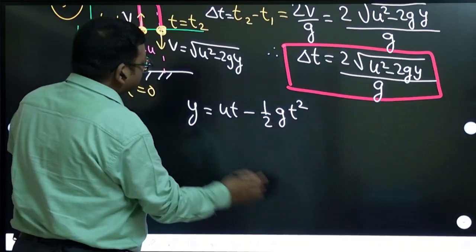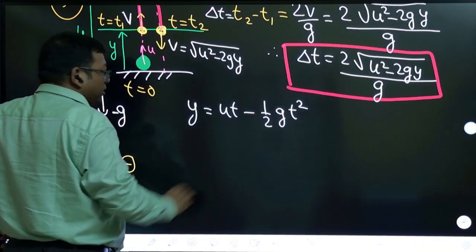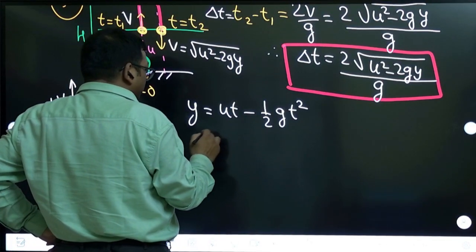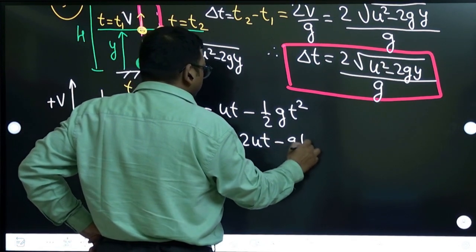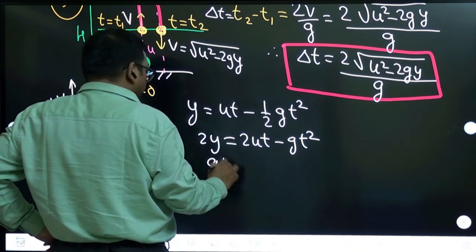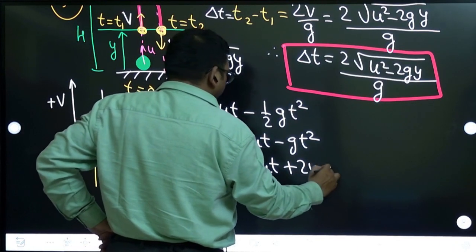Now let us note that you will get a quadratic equation in t. Try to make a quadratic equation: 2y is equal to 2ut minus gt square. So gt square minus 2ut plus 2y is equal to 0.